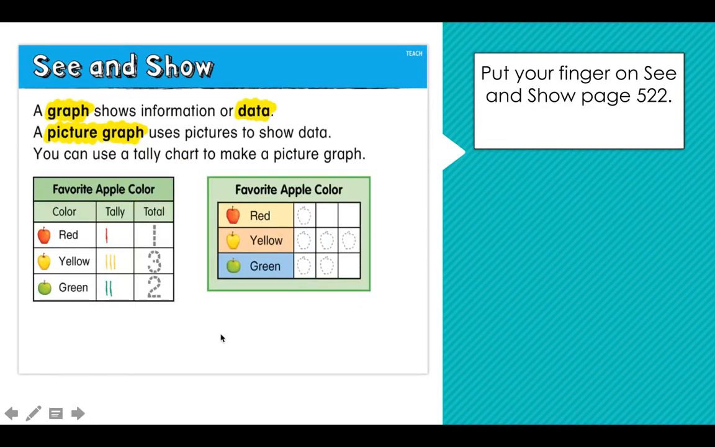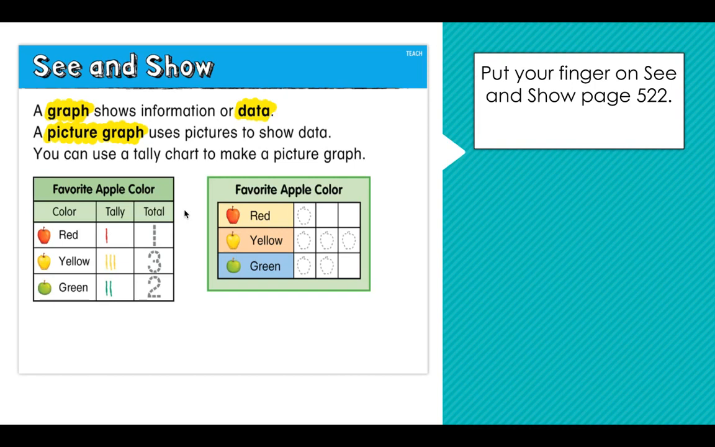Turn the page and put your finger on See and Show on page 522. Let's review. A graph shows information or data. A picture graph uses pictures to show data. You can use a tally chart to make a picture graph. So in lesson number 1, we made a tally chart. Now we can use this tally chart to make a picture graph that shows the same data.